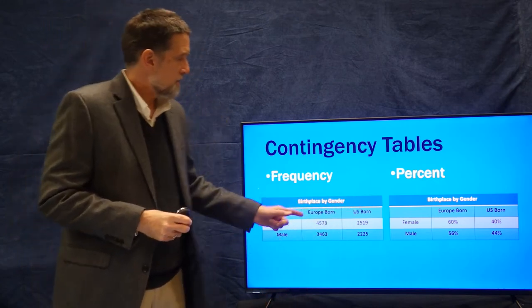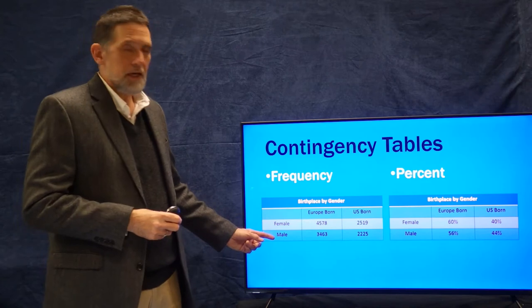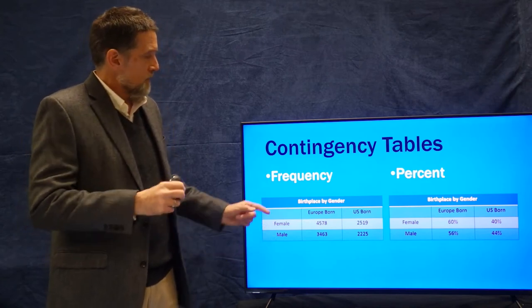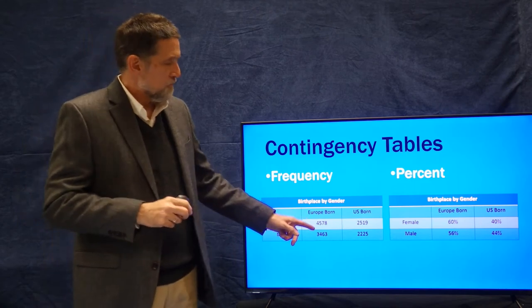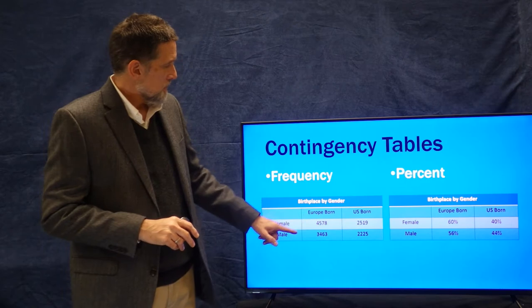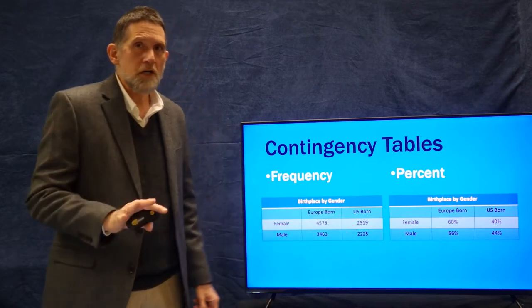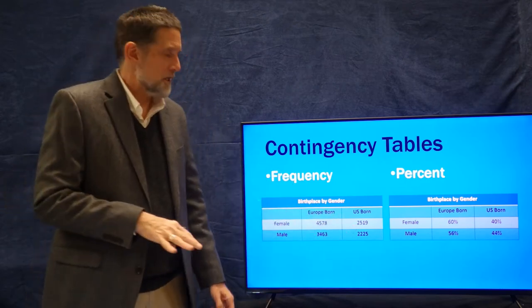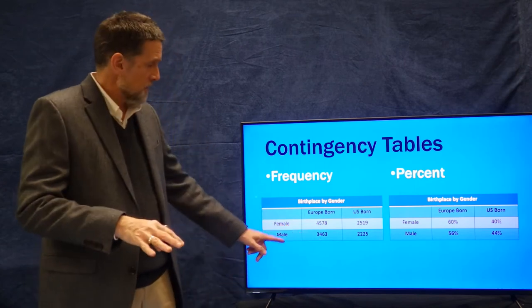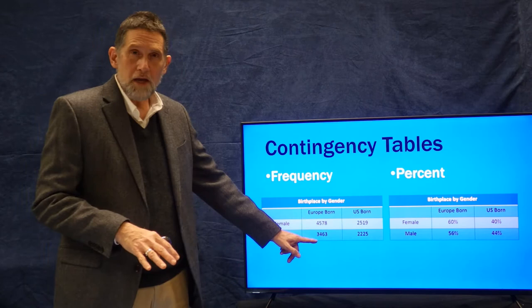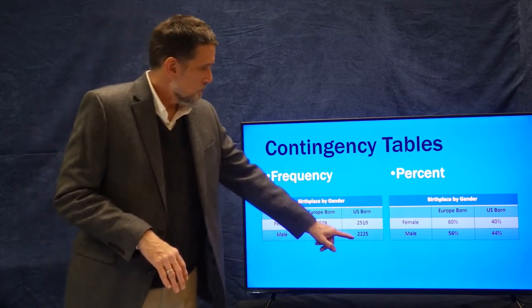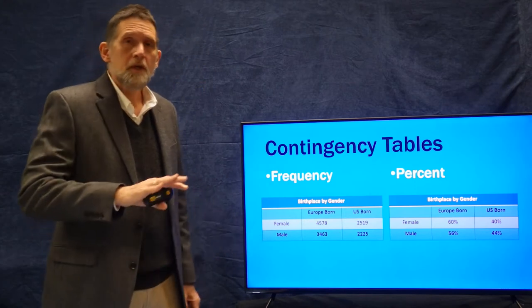Here now we've divided that between male and female, and we can see that there are about 4,500 European-born females and about 2,500 US-born females in the BOAS data set. Similarly, we can see that there are about 3,500 European-born males and about 2,200 US-born males.